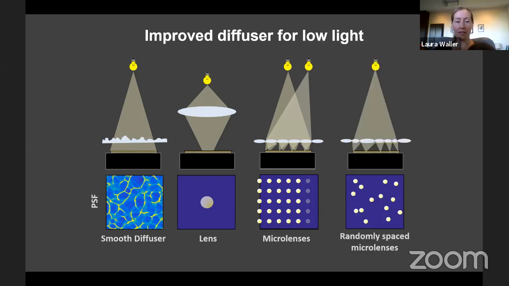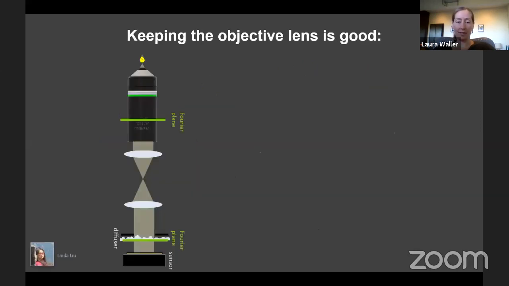So we want to look at randomly spaced microlenses. We still call this a diffuser, even though now it's arguably a randomly spaced microlens. So you've got essentially lenses so that you get sharp spots in your PSF for good noise performance, but they're randomly spaced. So now when I shift them, they're not going to overlap.